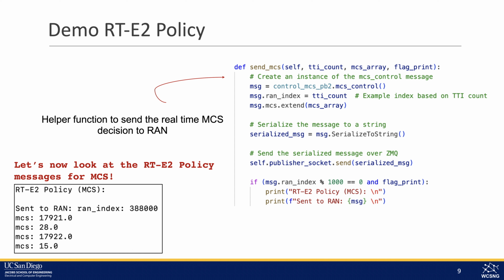And how does the typical RTE2 policy look like? We send the RAN index first, that is, this is the action to be taken for that particular TTI, and again the MCSs are defined over here. For example, the RNTI 17921 gets MCS of 28 and RNTI 17922 gets MCS of 15. So, this is the basic RTE2 policy.